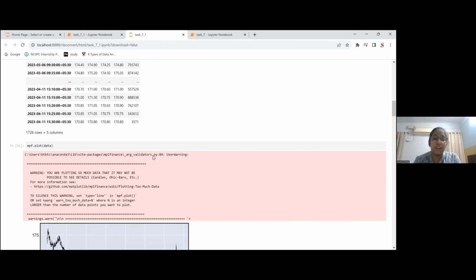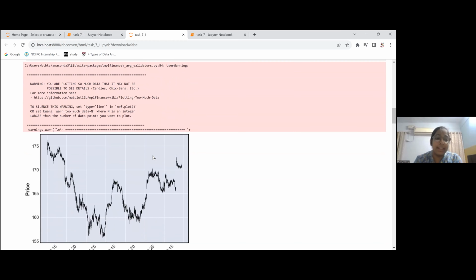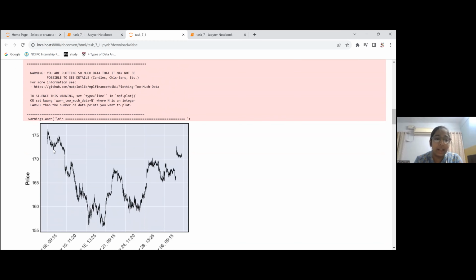Then I have plotted the data. Now one can see this looks like a line graph to the naked eye. At a glance it looks like a line graph, but it is actually not a line graph.